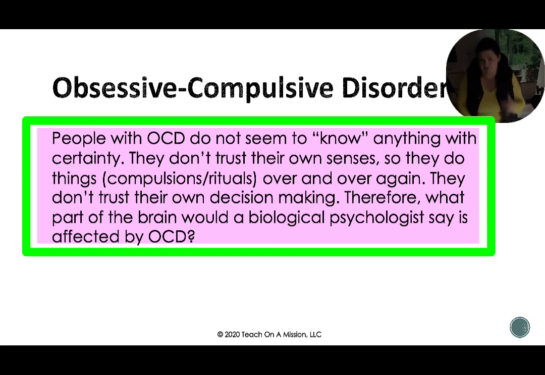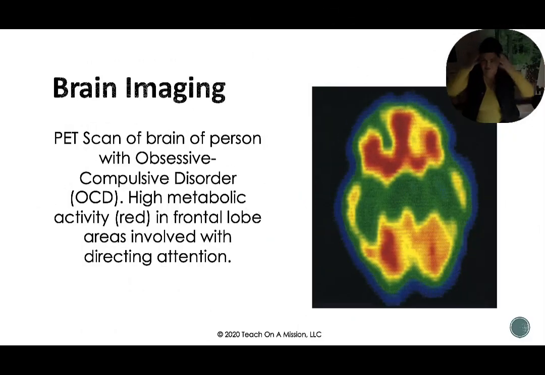Therefore, if they don't trust their own decision making, what part of the brain would a biological psychologist say is affected in the brain of an OCD patient? Decision making, right? The prefrontal cortex, right? The frontal lobe, right? So in some brain imaging, PET scans of a brain of a person with OCD, there's a high metabolic activity, meaning that red that you see here on the screen in the frontal lobe areas involved with directing attention.